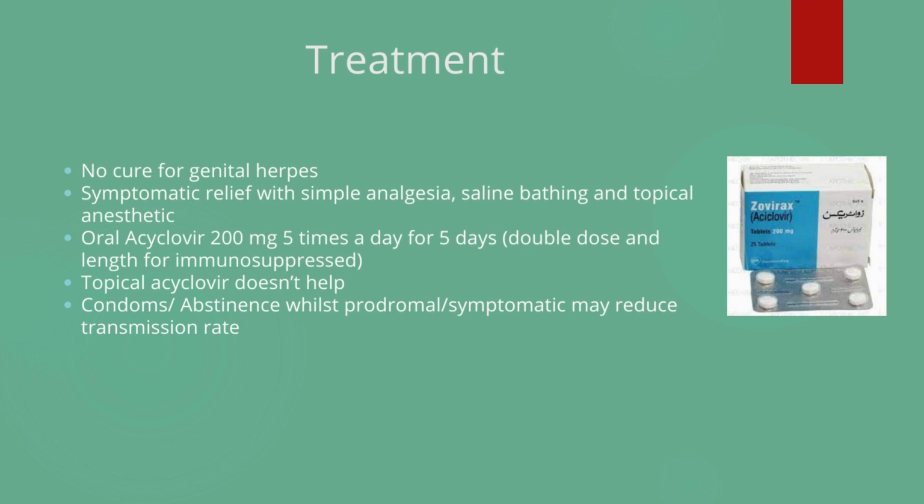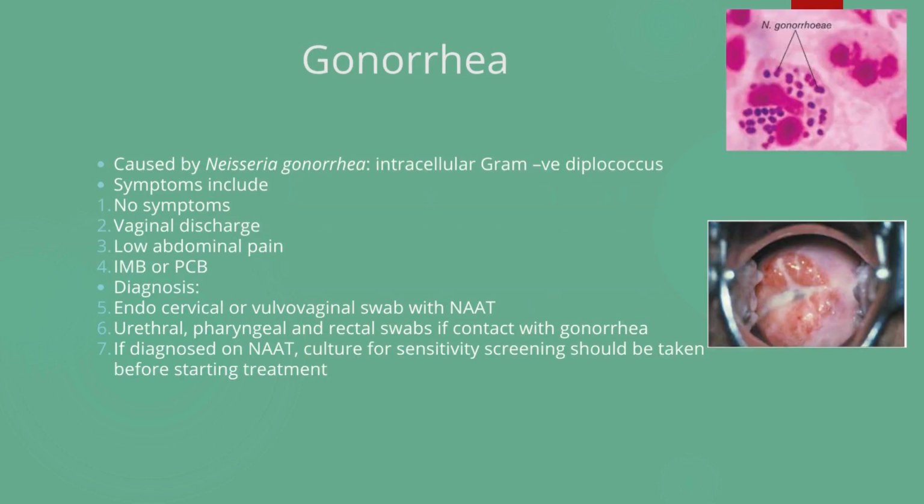Oral acyclovir 200 milligram 5 times a day for 5 days, double dose and length for immunosuppressed patients. Topical acyclovir does not help. Condoms and abstinence while prodromal or symptomatic can reduce the transmission rate.